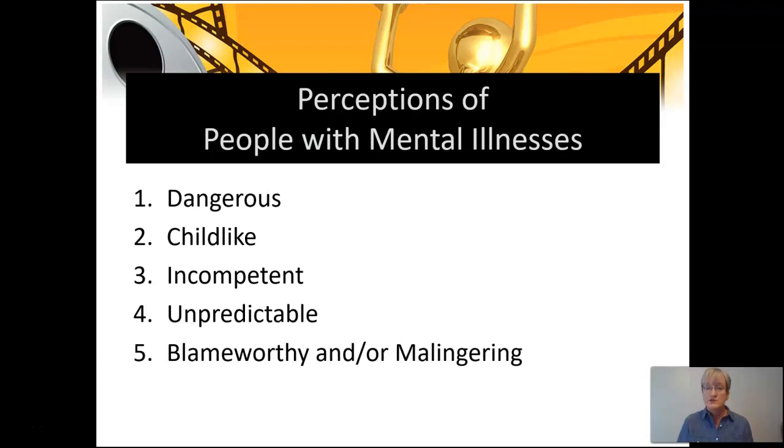Blameworthiness and malingering are sometimes harder to decode in film and television, but they do tend to appear. Blameworthiness tends to be in one of two forms, either in the form of the person, the character, him or herself, has done something like used drugs or broken the law or done something otherwise immoral that is then punished, kind of metaphorically, by giving them a mental illness.